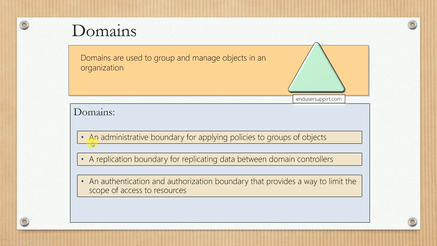Domains are administrative boundaries for applying policies to a group of objects. So your domain can apply administrative boundaries to the objects. It is a replication boundary for replicating data between the domain controllers. So the domain is responsible for replicating data within its boundaries to the other domain controllers. And authentication and authorization boundaries are provided to limit the scope of access to resources.